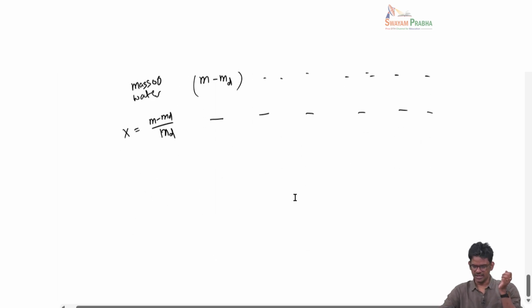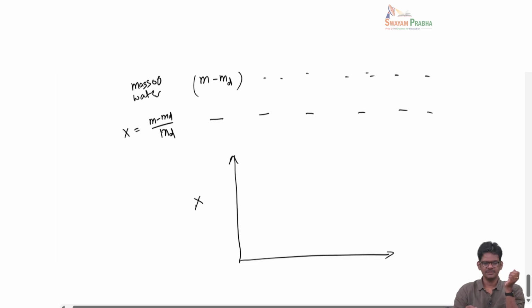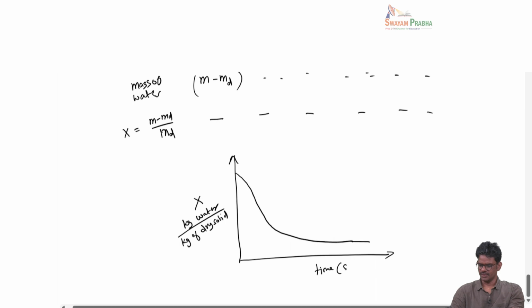Okay, so the outcome of this drying test would be a drying curve where I draw the moisture X as a function of time, and you will see something like this. Okay, so this is kilogram of water over kilogram of dry solid. So this is time, maybe in seconds or hours, depending upon the nature. Now this is a laboratory lab scale testing of drying conditions.